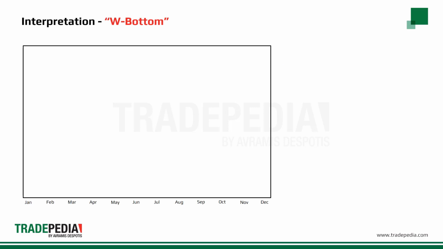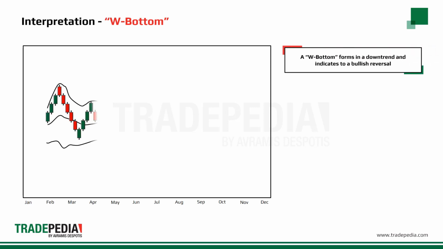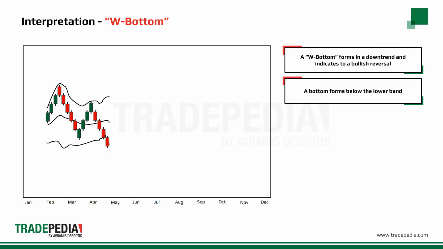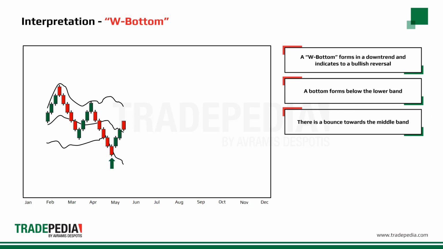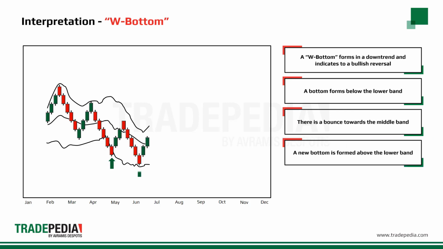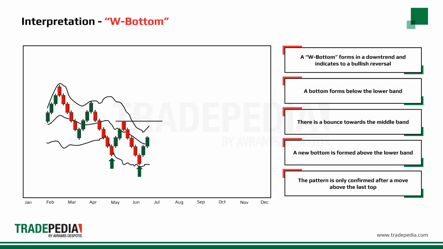One of the signals from Bollinger bands is a W bottom. The W bottom forms in a downtrend and indicates a bullish reversal. First, a bottom forms below the lower band. Then there is a bounce towards the middle band, and then a new bottom is formed above the lower band. The pattern is confirmed after a move above the last top.